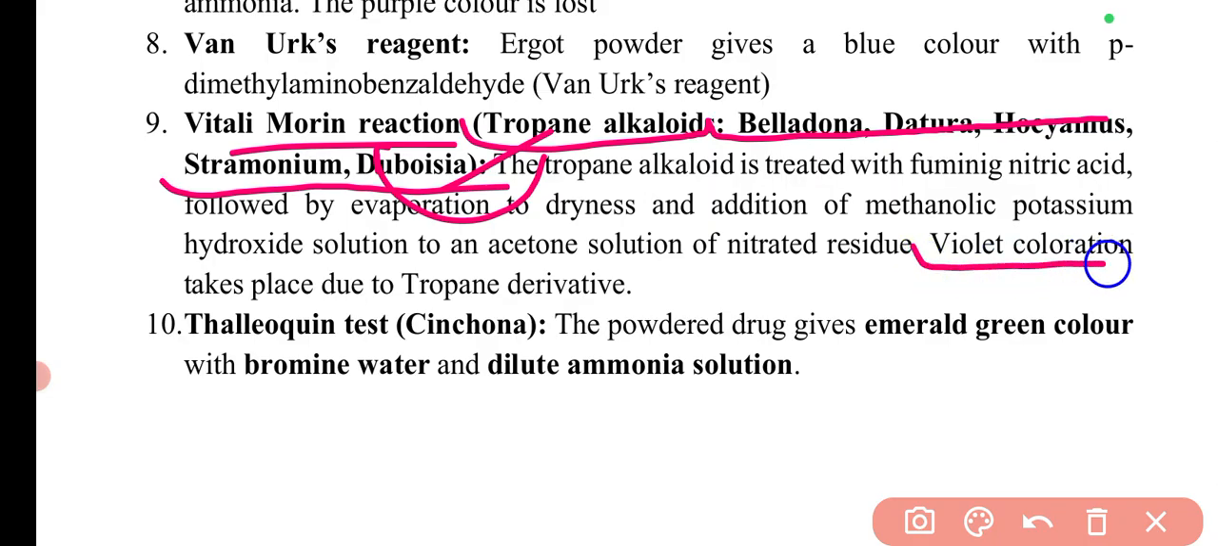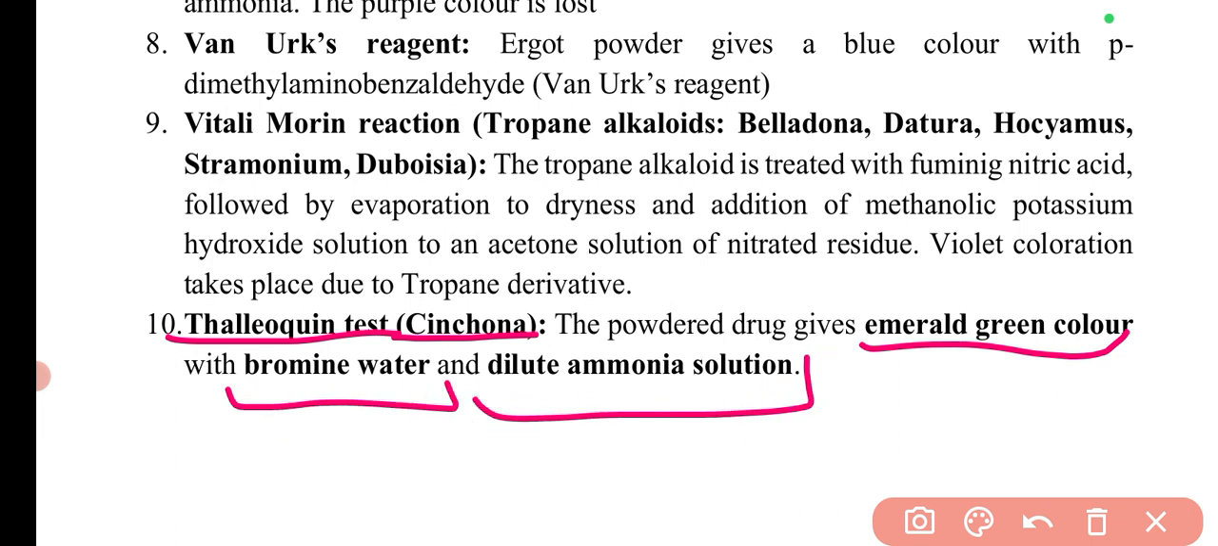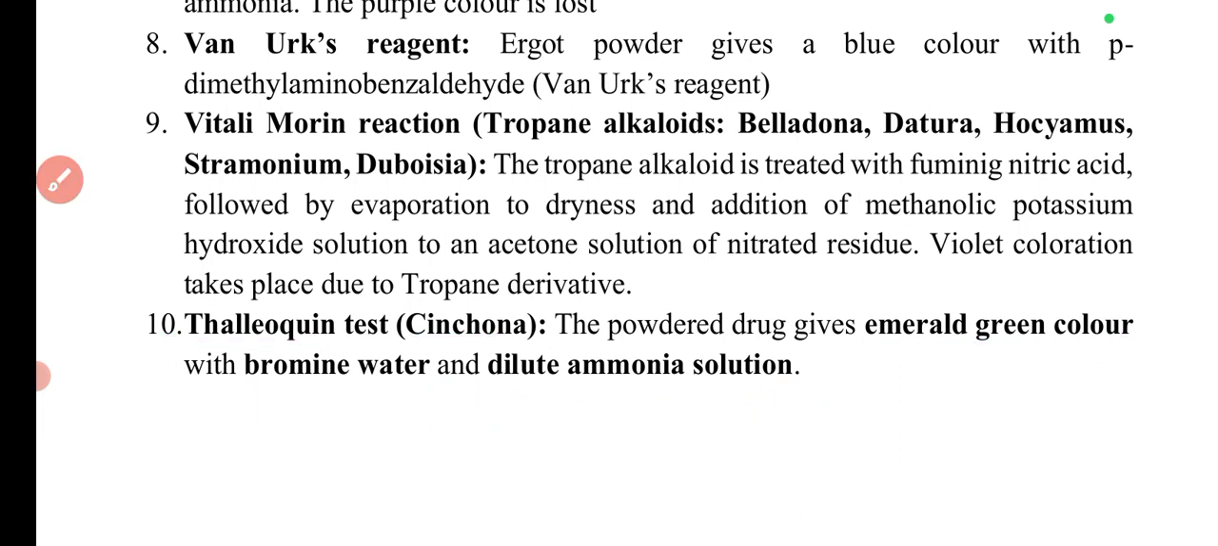And here the violet coloration is produced, so the color will be violet as an outcome. This thing you can remember. Next is the Thalleioquin test. It is for cinchona. It will produce an emerald green color with bromine water and dilute ammonia solution. These things you can remember.